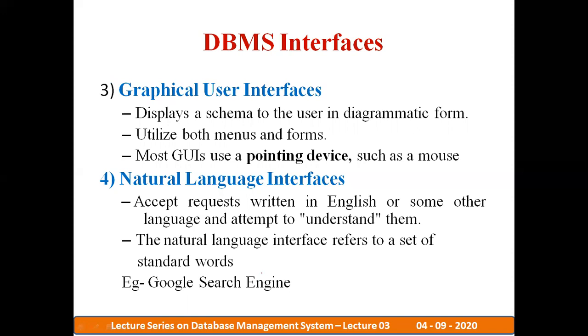Then the fourth one is the natural language interfaces. So what will natural language interfaces do? They accept requests written in English or some other language and attempt to understand them. These interfaces always refer to some standard words. The best examples are the Google search engine or the iPhone application Siri, or you can also say Google Alexa. There will be some particular standard words.